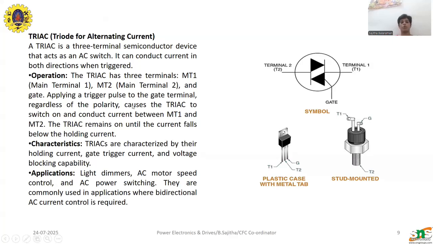The TRIAC remains in the on state until the current falls below the holding current. There is a current level above which the TRIAC is said to be in the on state, and once the current falls below it, the TRIAC is in the off state. TRIACs are characterized by their holding current, gate trigger current, and voltage blocking capability, which we are not going to discuss in much detail here. Coming to its applications, they are used in light dimmers, AC motor speed control, and AC power switching. They are commonly used in applications where bidirectional AC current flow is required.